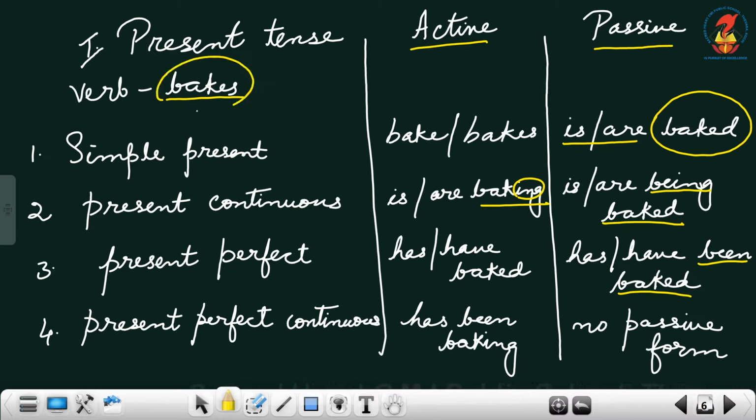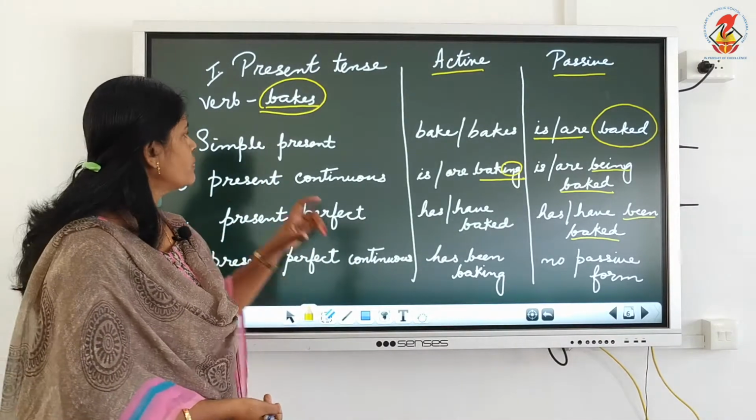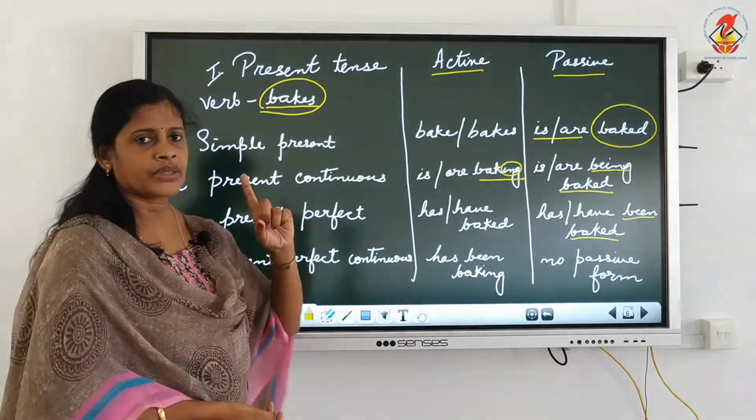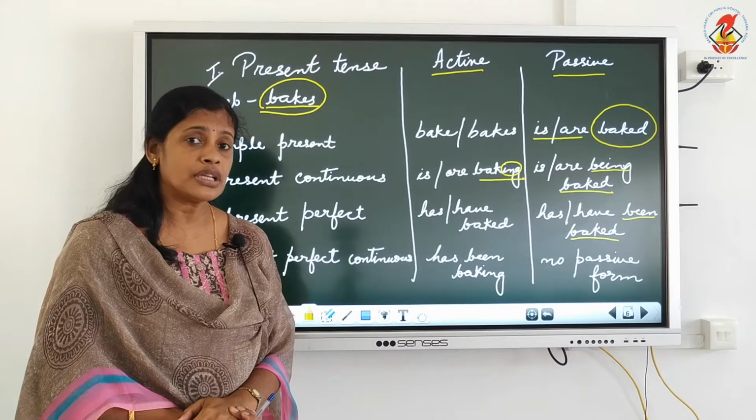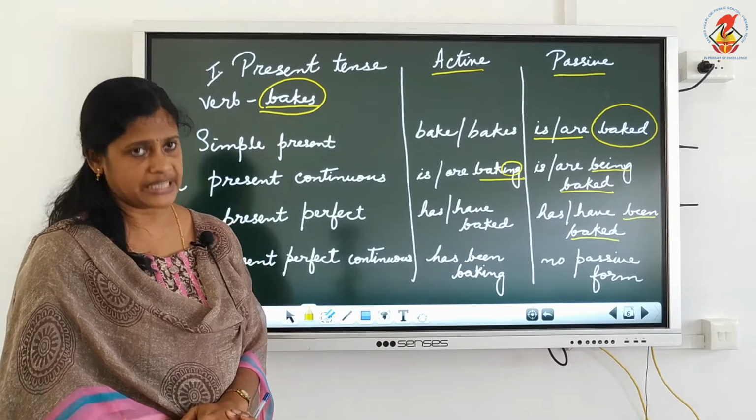So the verb is bakes here. That's why I have taken and given example like this. It's not easy to remember. So we will do each subdivision individually, one by one. And it takes a lot of practice to learn the rules of active and passive voice.